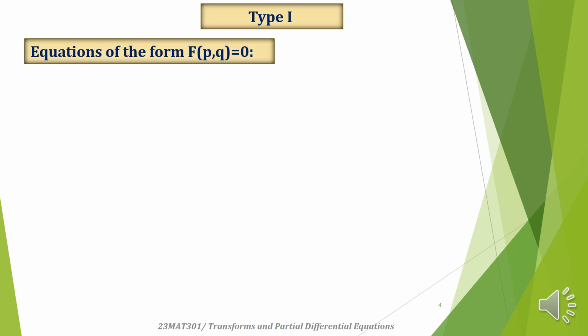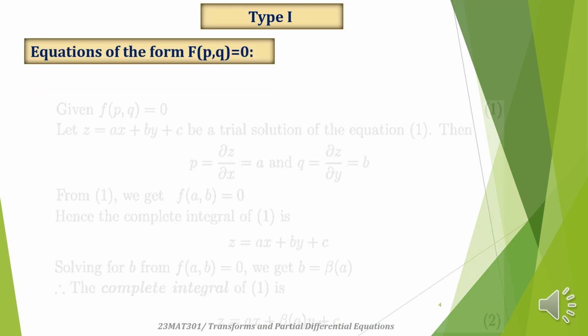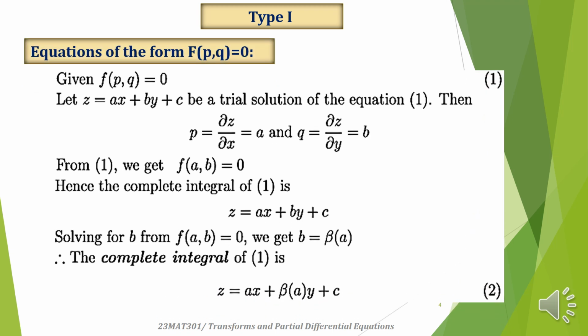Okay, now we have to see type 1. Type 1 is the equation of the form f of p comma q is equal to 0. So what are the things you have to remember is that if there is a question like f of p comma q is equal to 0, your solution will be in the form of z equal to ax plus by plus c. This will be the trial solution. If there is a question in the format of f of p comma q is equal to 0, what would be your trial solution? Z equal to ax plus by plus c.